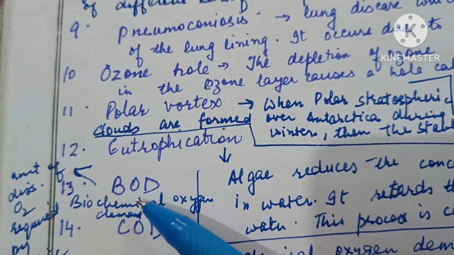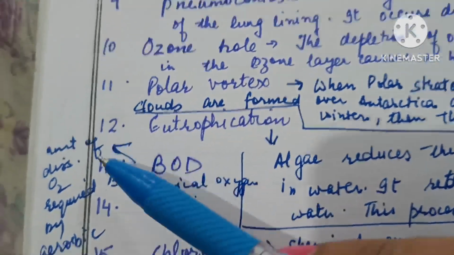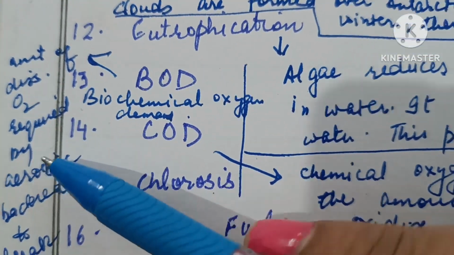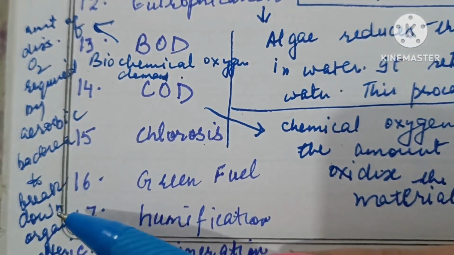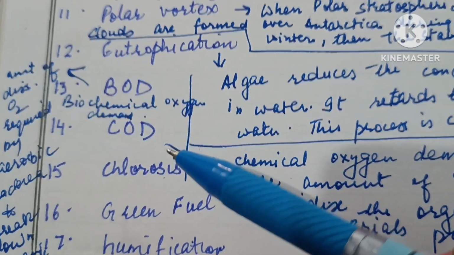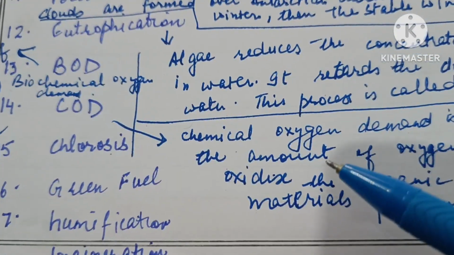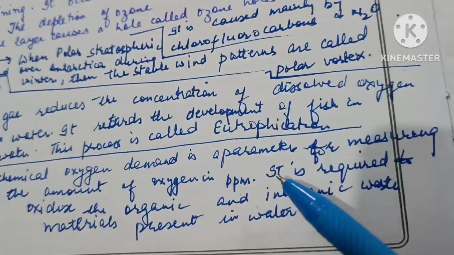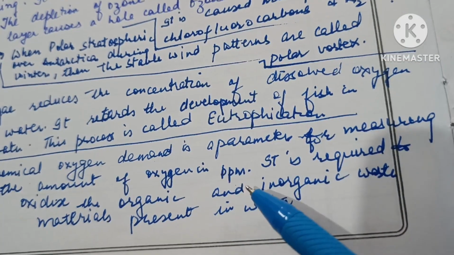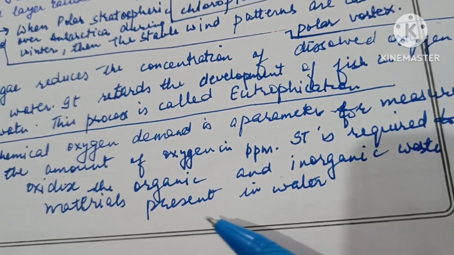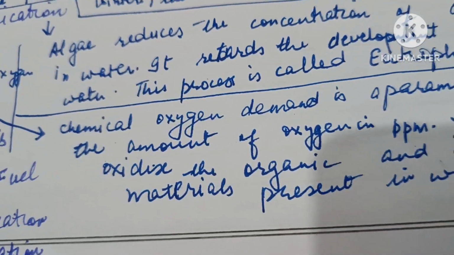BOD is biological oxygen demand. The amount of dissolved oxygen required by aerobic bacteria to break down organic matter is called biological oxygen demand. Chemical oxygen demand is the parameter for measuring the amount of oxygen in ppm required to oxidize the organic and inorganic waste material present in water.